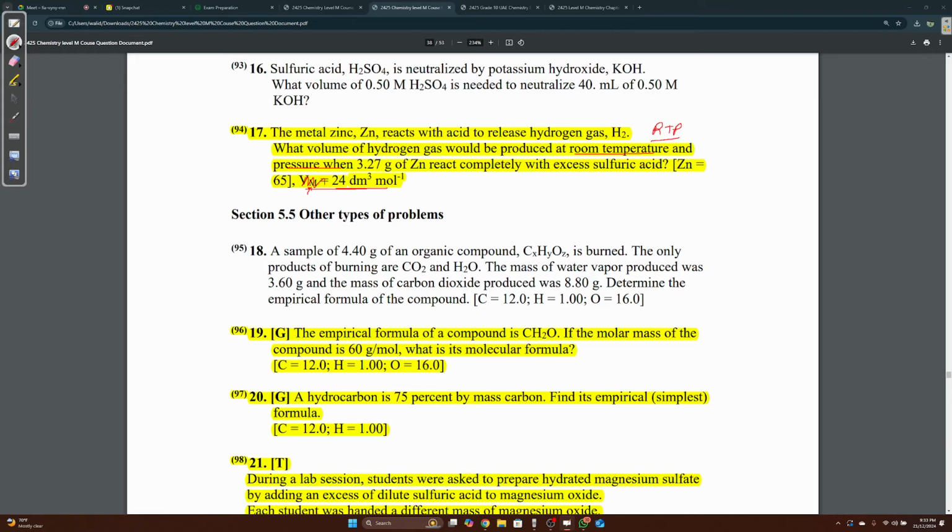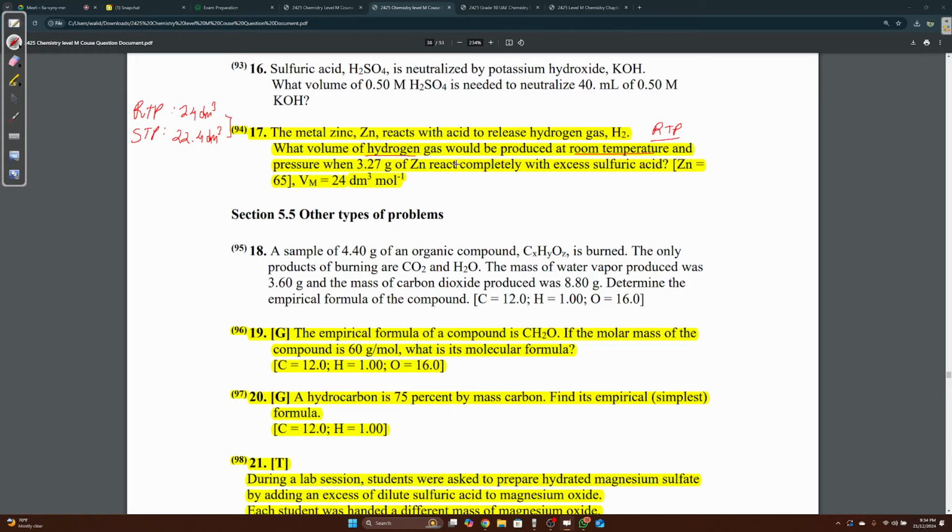Sometimes in the exam, they didn't give this in the CA. Okay, they didn't give this. They expected you to know that RTP is 24 and that STP is 22.4. For those of you who don't know, RTP is 24 dm cube, and STP is 22.4 dm cube. You should know this. Anyway, we want to find what's the volume of hydrogen gas.